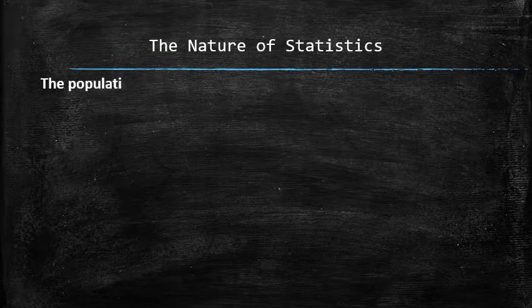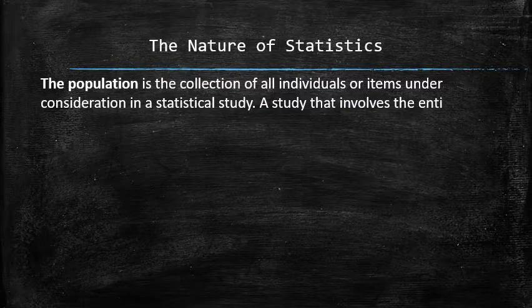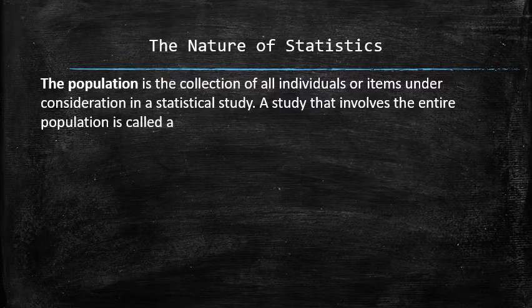The population is the collection of all individuals or items under consideration in a statistical study. A study that involves the entire population is called a census. Censuses were taken as long ago as Roman times. However, conducting a census may be time-consuming, costly, impractical, or even impossible. Two methods other than the census for obtaining information are sampling and experimentation.